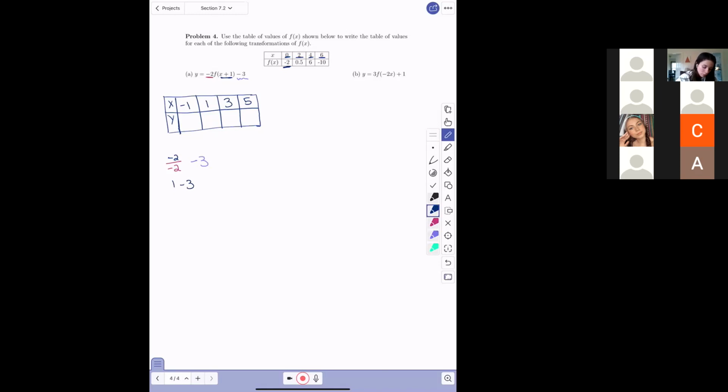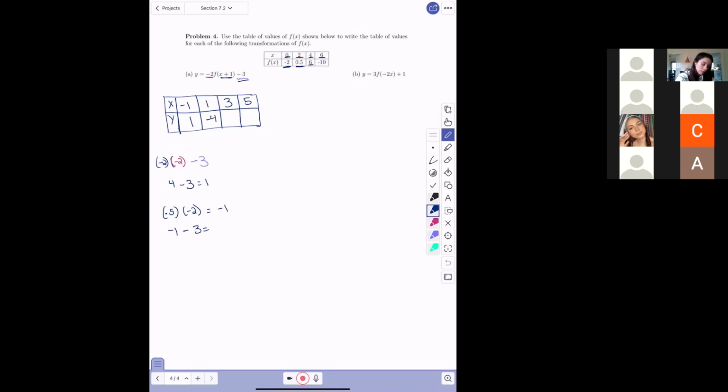Sorry, we're going to multiply it by negative 2. I'm doing the wrong operation. So negative 2 times negative 2 is 4, minus 3, which equals 1. That's that new output. For the output 0.5, the first thing that we do is multiply it by -2, which gives us -1. And now we'll have -1 minus 3, which is -4.